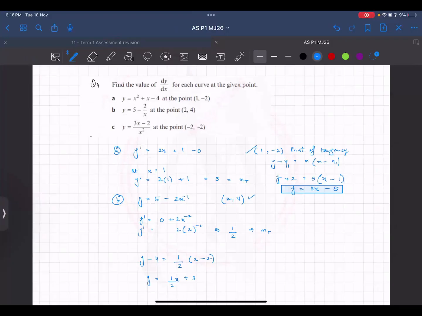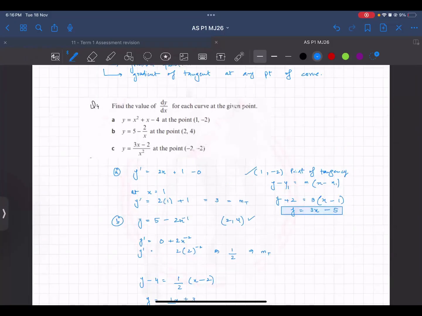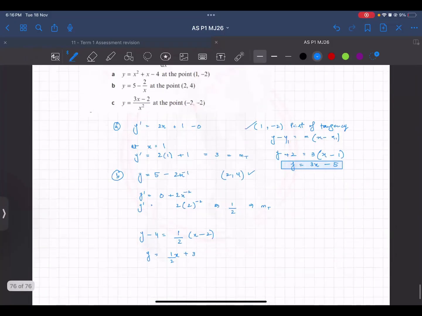Yes, yes, sir. The next thing they can ask you is to find the equation of the normal at a certain point on the curve. So we also know from coordinate geometry that the normal and the tangent are always perpendicular to each other.